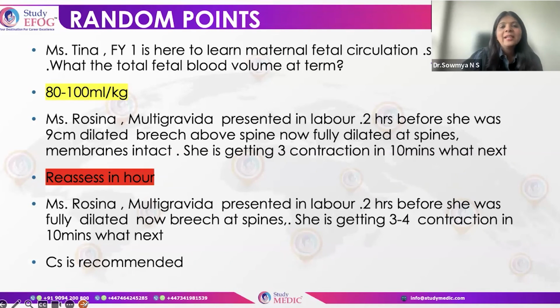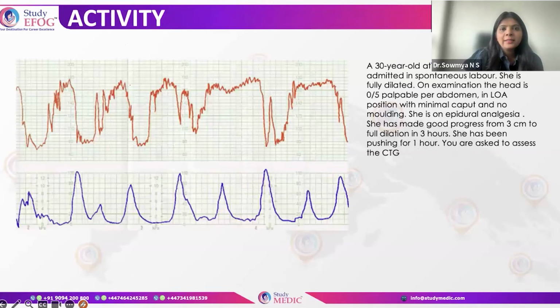What to do next? Because she has been fully dilated for 2 hours and nothing is happening, you have to go for a cesarean section. We are talking about breech. Remember, breech has to be descending on its own. If you don't see the baby descending to the perineum within 2 hours after fully dilated, please go ahead with a cesarean section. Okay, the next few slides.